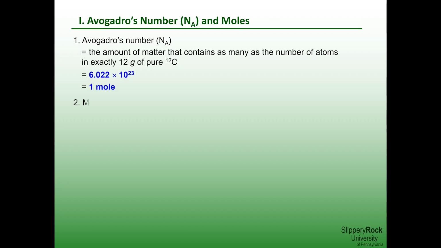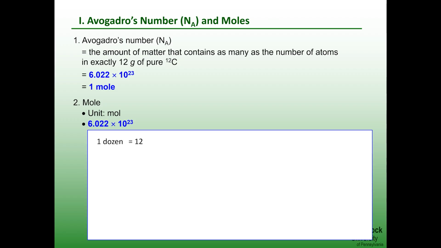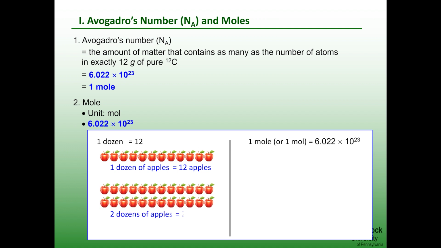So what exactly is a mole? A mole is a counting unit, which is written as mol. Just like we use the word dozen to mean 12, we use mole to mean 6.022 times 10 to the 23rd, which is also called Avogadro's number. For example, 1 dozen apples means 12 apples. 2 dozen apples means 24 apples.